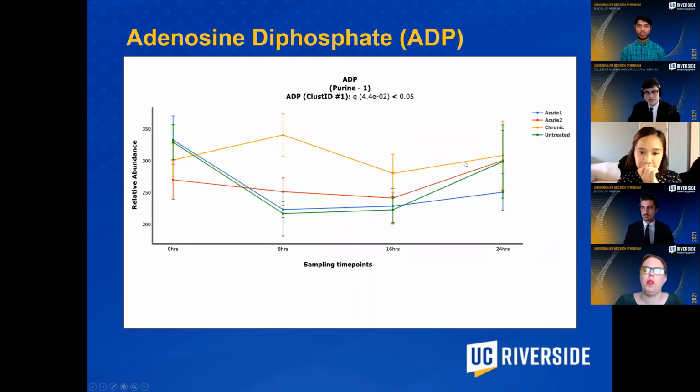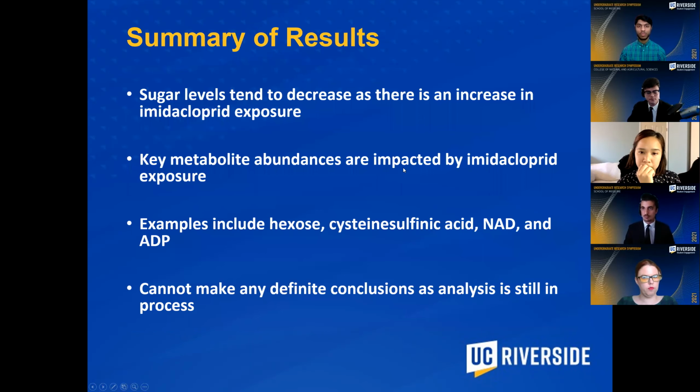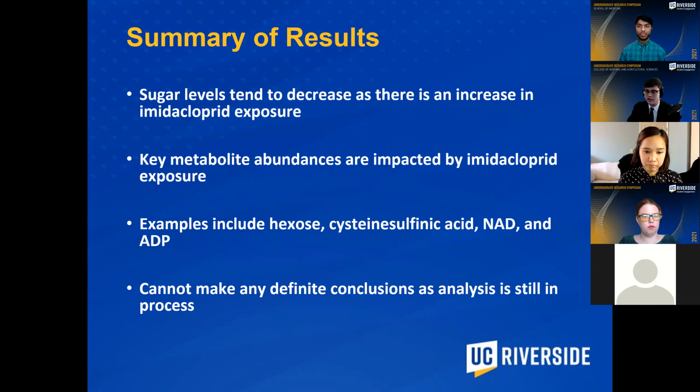A very similar thing is noted here at ADP. ADP is the precursor to ATP, which is one of the fundamental units of cellular energy. ATP and ADP presence is indicative of how much energy is being present or utilized within the organism. At the 8-hour time point, we see a very similar trend as NAD. So sugar levels do tend to decrease as there's an increase in imidacloprid exposure.